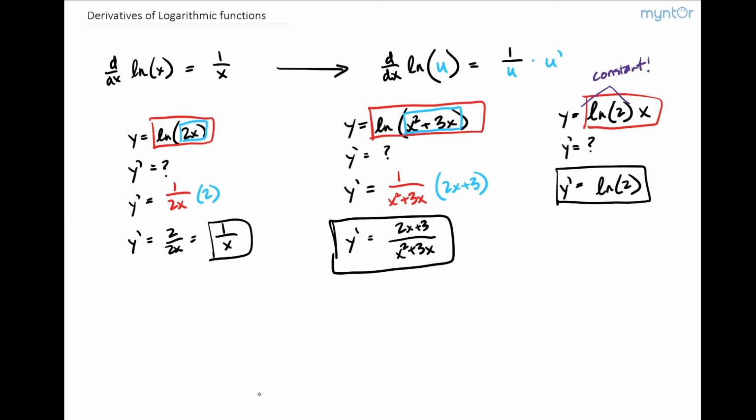This is the same thing as if y had been equal to something like 10x, where y prime would have been equal to 10. Or if y had been equal to pi squared times e raised to the 4th times x, y prime would have been equal to pi squared e to the 4th. And so just in the same way, the natural log of 2 is a constant, and so therefore y prime, or the derivative of y, would be the natural log of 2.